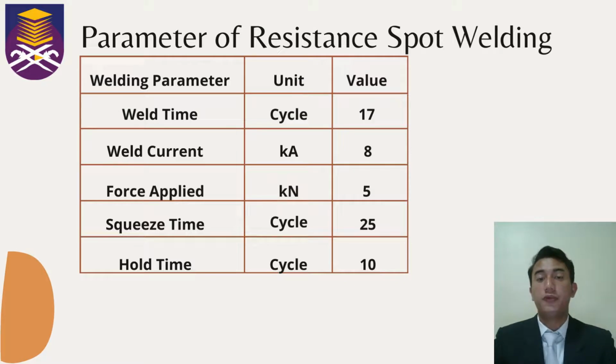The parameters of resistance spot welding are 17 cycles of weld time, 8 kiloampere of weld current, 5 kilonewton of force applied, 25 cycles of squeeze time, and 10 cycles of holding time.